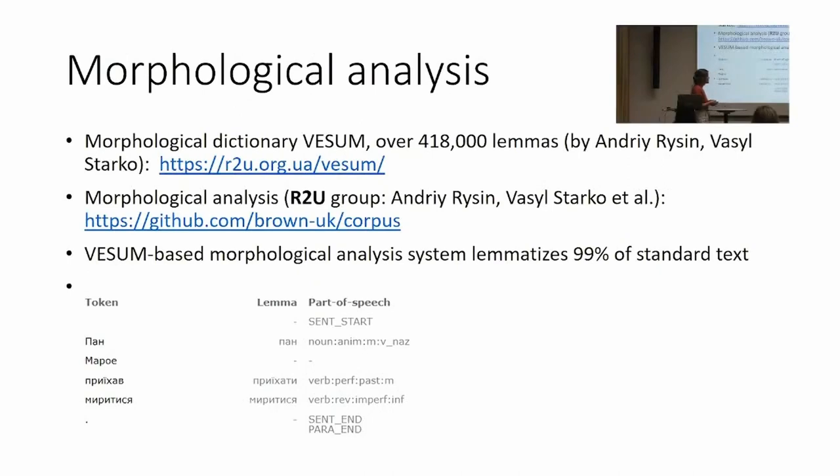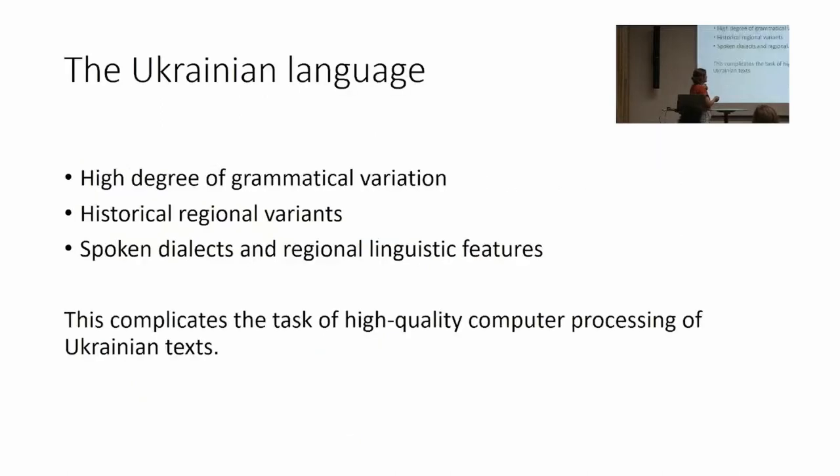Here is the slide about the dictionary. Here is the link. It is called Vesum, it's the Ukrainian abbreviation. It's now the largest dictionary of Ukrainian and the largest morphological dictionary. And we have a morphological analysis system of Ukrainian based on this dictionary and some rules. And this Vesum-based morphological system lemmatizes 99% of standard text. Here is an example of how it works. It's a pretty good result, but my problem is that not all texts in my corpus are standard. And we'll talk about it.